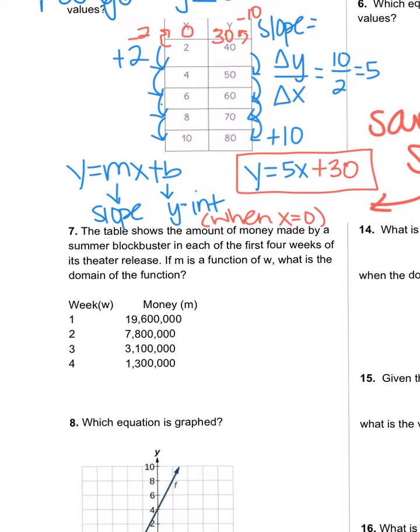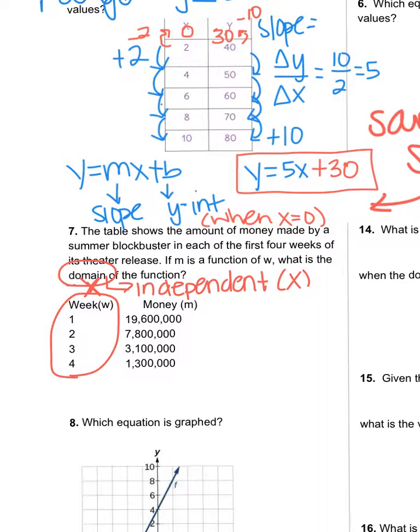Now, number 7. The table shows the amount of money made by a summer blockbuster each of the first 4 weeks in its theater release. M is a function of W. What is the domain of the function? Typically, we relate domain as with X, but since we don't have X for either of our values, we need to think about what is our independent value. What would be our X? And in this case, the weeks are independent because the money depends on the weeks. So our domain would be 1, 2, 3, and 4.